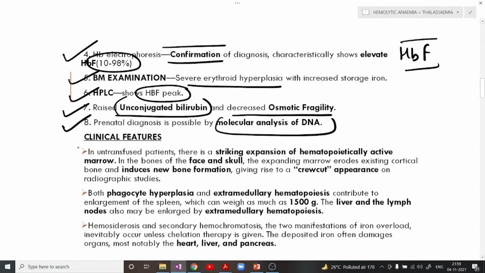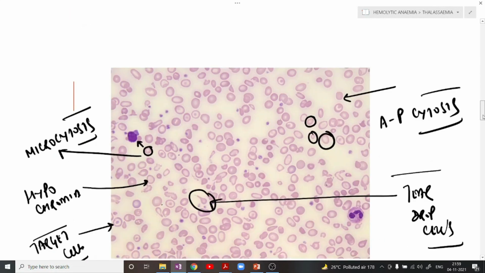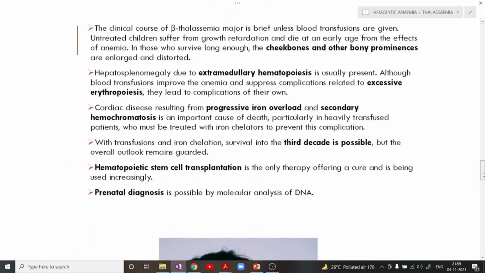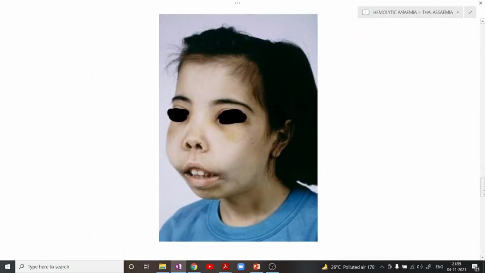Let us look at the clinical features of beta thalassemia major. Now, in untransfused patients, what do we see? That there's a striking expansion of the hematopoietically active marrow, especially in the bones of the face and skull. They start to expand, and there is new bone formation giving rise to a crew cut appearance. So let me show you. As I told you, because of ineffective erythropoiesis and anemia, there is an excessive release of erythropoietin, which classically leads to an excessive amount of marrow expansion.